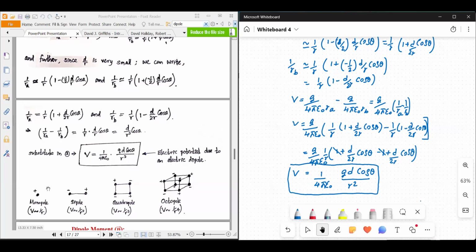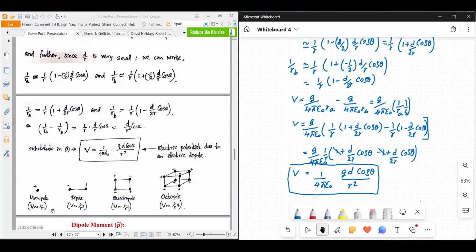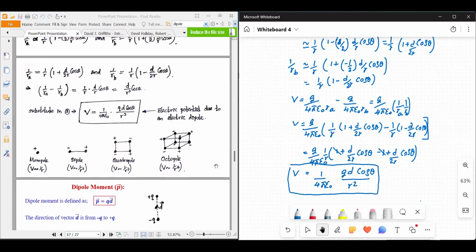When we have a monopole, we observe that the potential is proportional to 1 over R. In a dipole, the potential is proportional to 1 over R squared. Then in a quadrupole, where we have 4 charges, the potential will be proportional to 1 over R cubed. In an octopole, the potential will be approximately proportional to 1 over R to the power 4. Okay. Likewise, we have monopole, dipole, quadrupole, and octopole. We have many other arrangements.